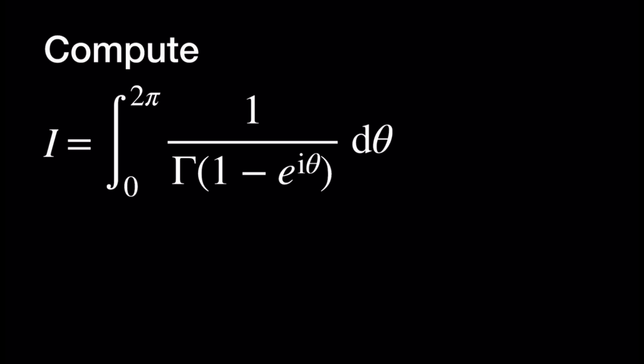In order to compute it, we're going to make a change of variable to turn it into a path integral. Then we're going to use Cauchy's integral formula. Okay, let's get started.